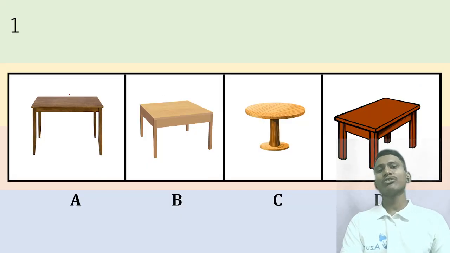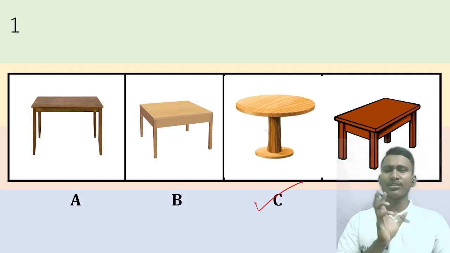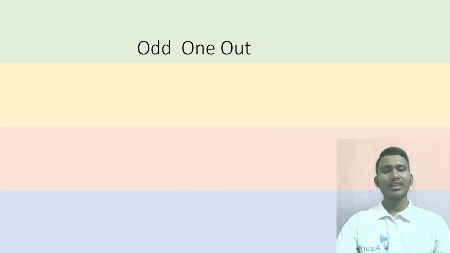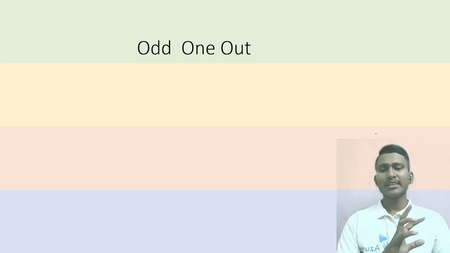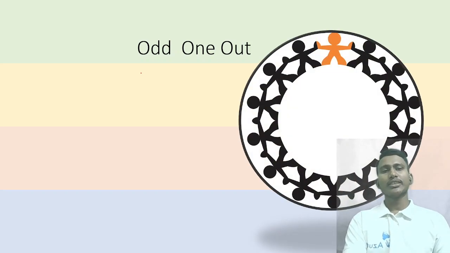Now here, can anyone tell which will be the different option? Yes, option C will be different, right? So C will be the different one here. Can everyone identify like this which will be the different one? Yes, it is very simple to identify, right? We just have to observe the figure and then identify which is the different one. Okay, very simple.